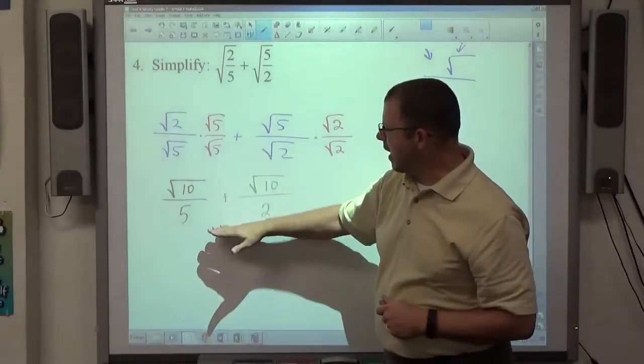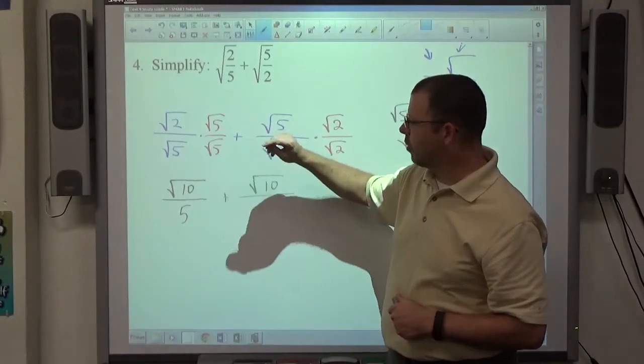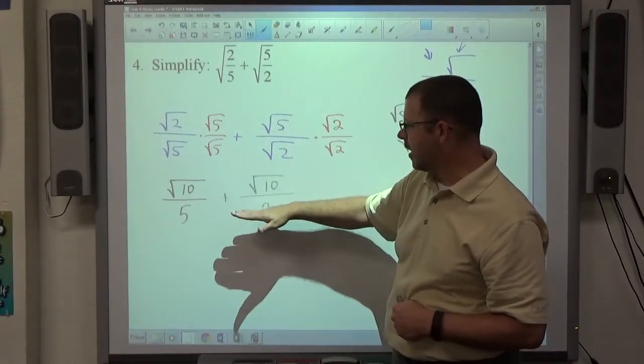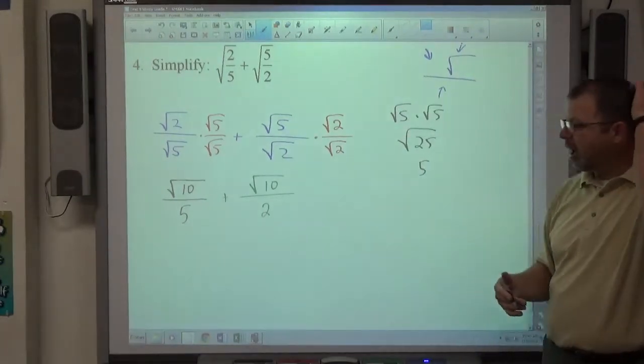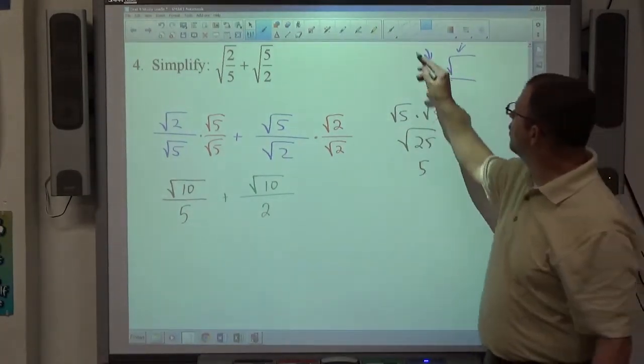This is what you should expect to happen after you do your fixing. So once you've got the bottoms fixed correctly, the radical should be the same radical piece. That should happen every time, which allows us then to add these fractions together.